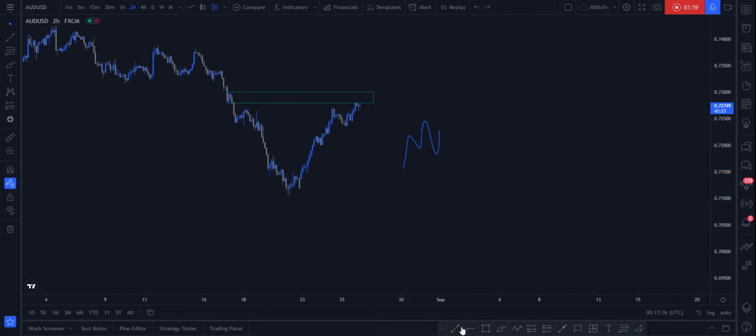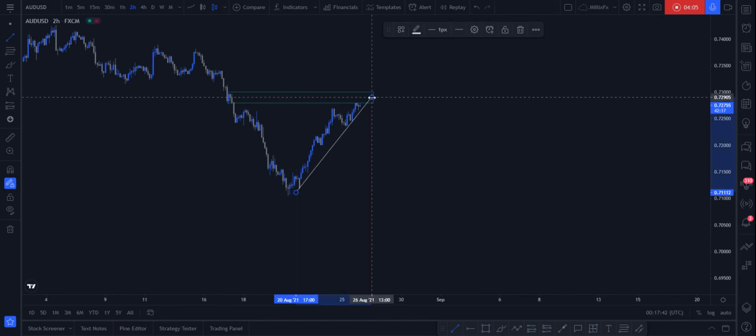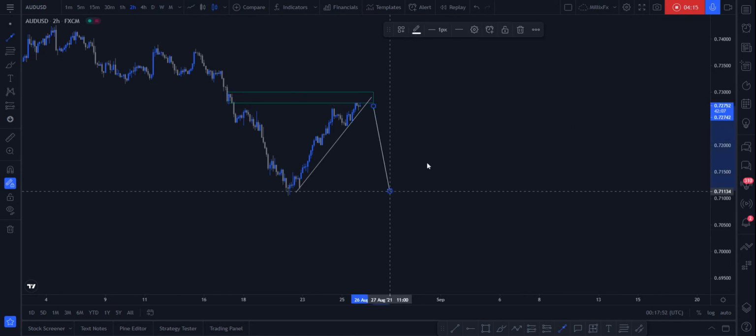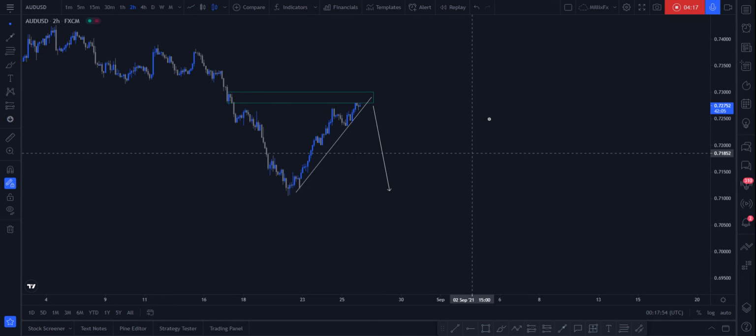As you can see, this is more of a correction than an impulse when you look at how price is actually reacting, and then we are looking to see price pumping to the downside. Okay, that is our view on AUD USD. So let's go to the next pair.